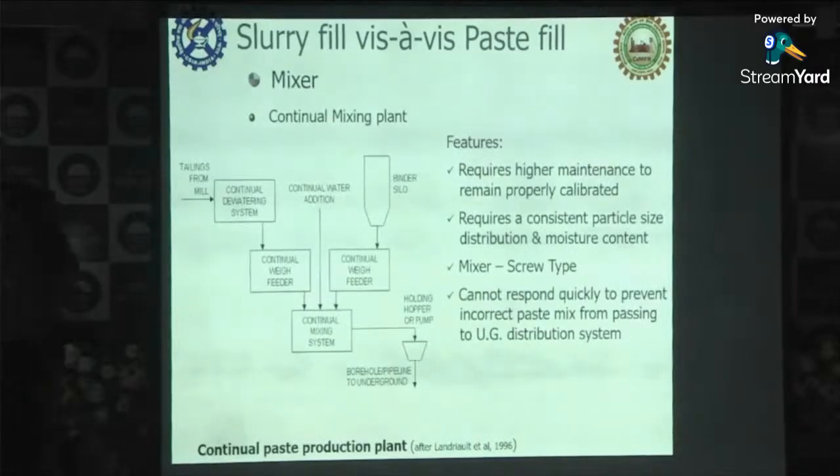Mixing is done by two processes in a paste plant: continuous mixing and batch mixing. A continuous mixing plant requires higher maintenance and proper calibration, because as I told, a slight difference in the particle size and the moisture content will make a great difference in the pressure. That has to be taken into account. The mixer is a screw type mixer, and it cannot respond quickly to incorrect paste being passed to the underground distribution system.